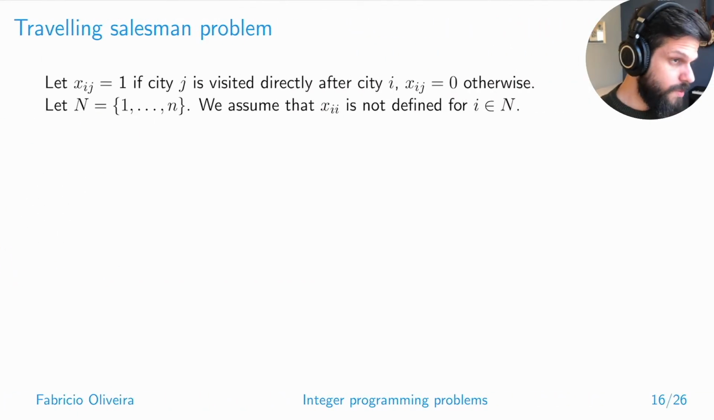Right. So how do we model that using an integer program? We're going to use, again, these variables xij, and what they're going to tell us is basically whether I went from city i to city j, so if city j is visited directly after city i. And I'll consider n cities. We just will assume that we don't cycle, so we don't have to worry about these. So xii doesn't exist.